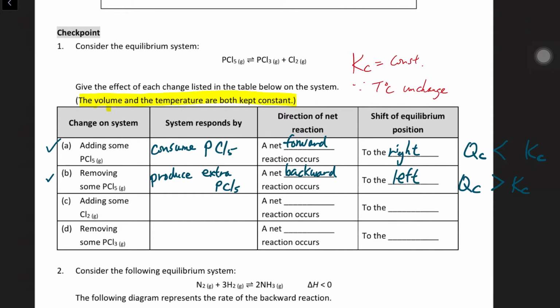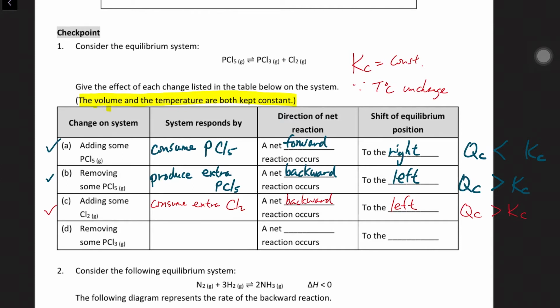So how about our product? This time, what should be done if we add some chlorine? If we add chlorine, then we get more product, extra product, okay? So the Qc will be greater than Kc. So the system will try to do something to consume the extra Cl2 and the net backward reaction undergoes, shifting to the left.